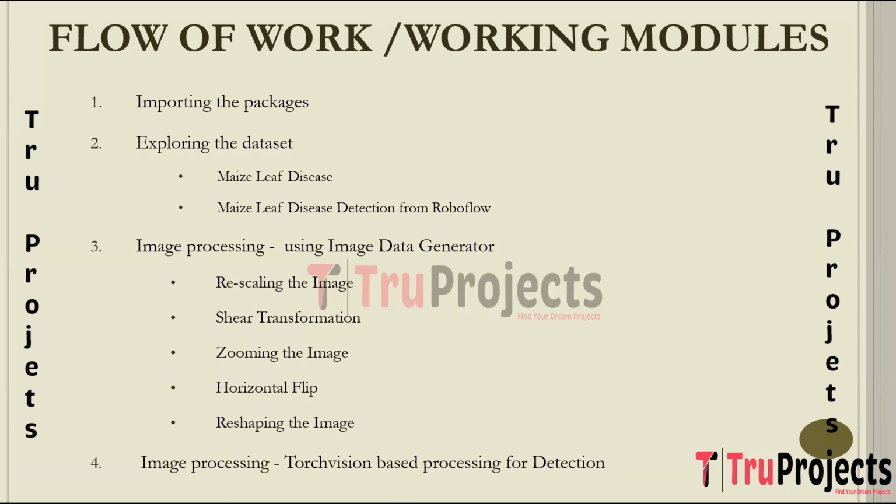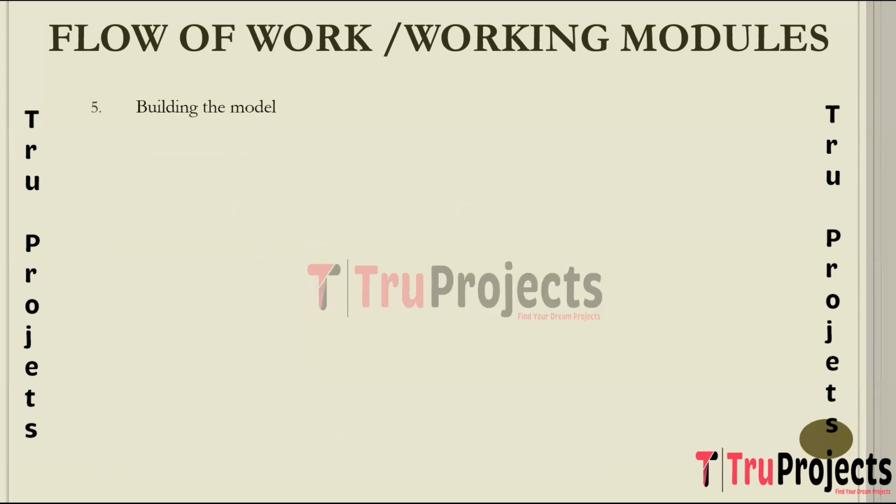The next step is image processing using Torch Vision. For the detection task, we have used the Torch Vision library to pre-process images specifically tailored for detection models. This involved normalization and transformation to match the input requirements of the selected detection models. The next step is building the model. Here we define the architecture of the deep learning models for both classification and detection.